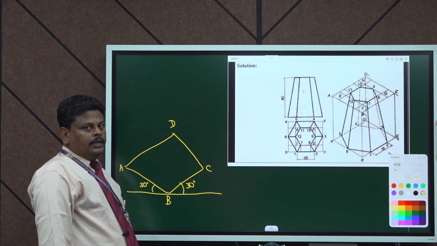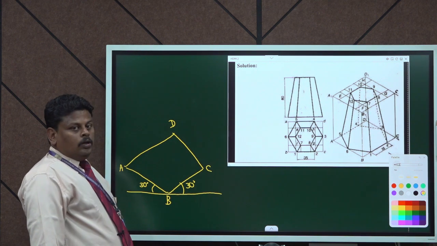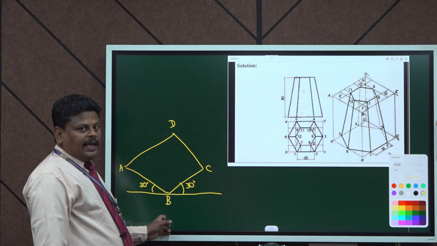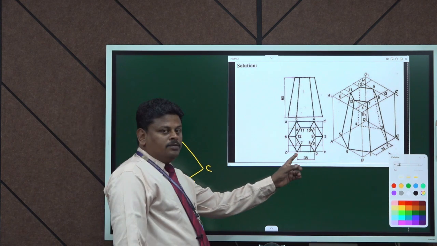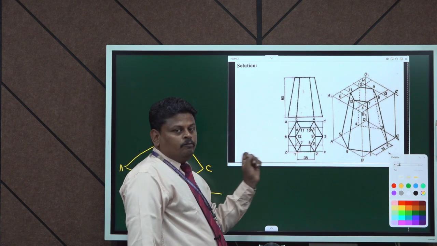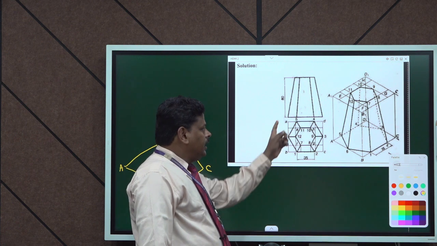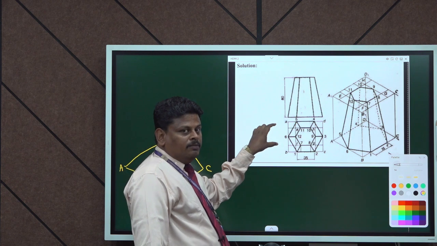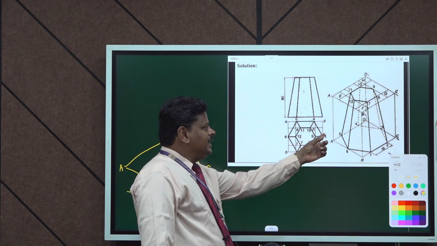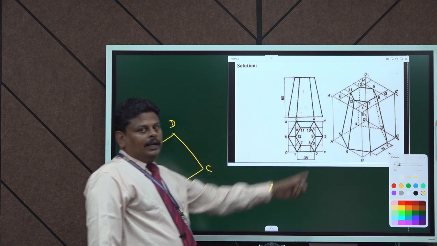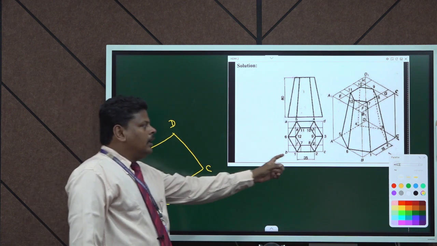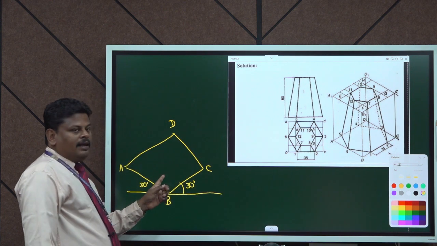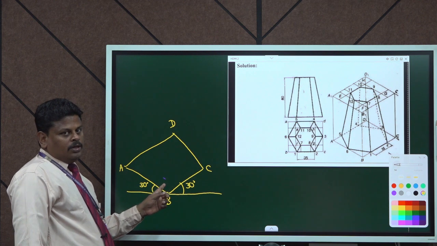So this will be the box drawn in isometric axis, which has been transferred from our top view. This AB, the side measurement, must be taken from this top view. BC, CD and AD, all the lengths are to be measured from the top view, and it has to be transferred to our isometric projection.